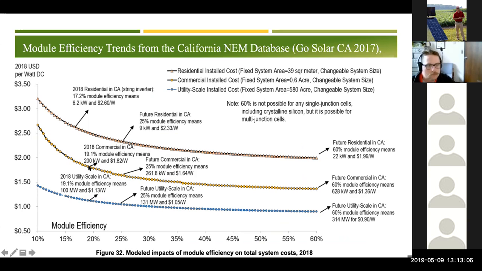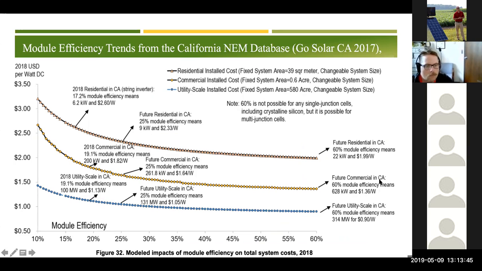And this chart shows if we could increase that module efficiency to 25% efficiency, we would reduce our cost to $1.64 per DC watt. If we could increase it to a 60% module efficiency, we'd reduce our cost to $1.36 per DC watt. Now, it is important to note that 60% efficiency for a silicon-based cell is not achievable. I think 33% efficiency is your maximum efficiency for a silicon-based solar cell.